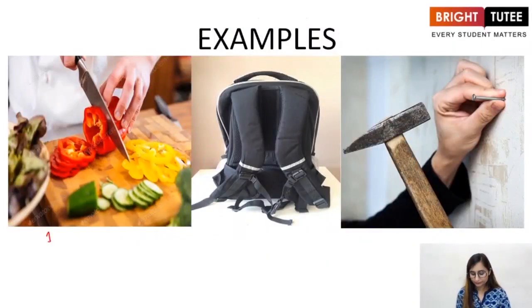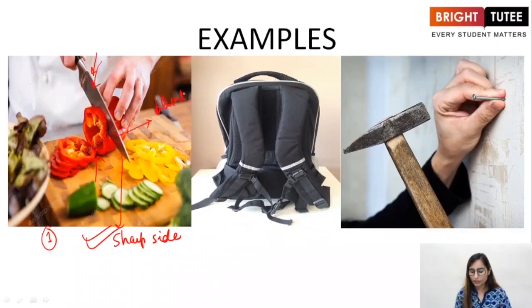First example. In the first example, you have a knife and you have some vegetables. You are trying to cut these vegetables with the help of this knife. If you use the sharp side, you can easily cut the vegetables. But when you use the blunt side, which is not sharp, it will be very difficult for you and you will have to apply even more force. Why is that so? Let me explain.